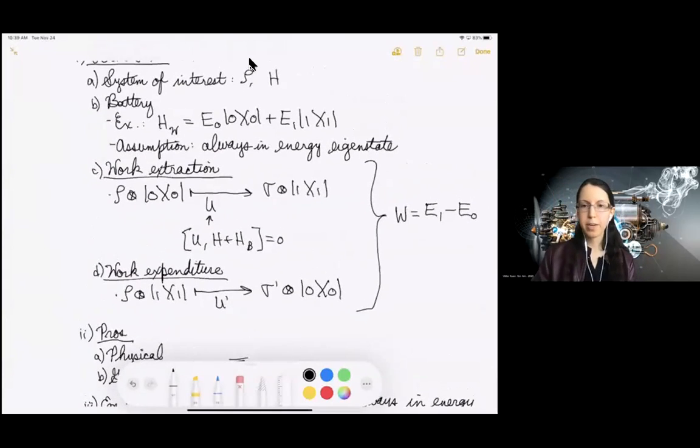There's no heat bath around. The battery is a well-controlled system. We're assuming it's always in an energy eigenstate. It's the only thing interacting with the system of interest. And it makes sense to think of the energy stored in a battery as work if it's easily extractable, because work is useful energy that we can readily access. So that's the idea behind this definition.